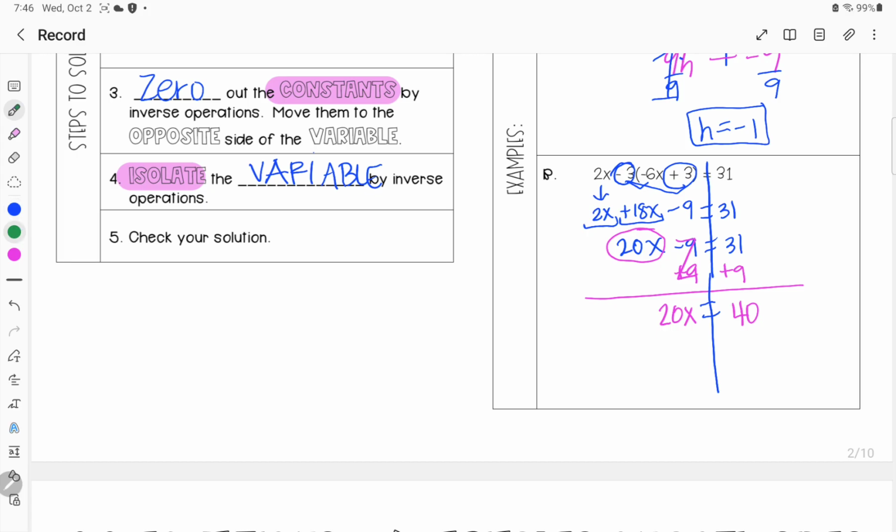Our last step is to isolate the variable by inverse operations. Right now I'm multiplying x by 20. The opposite of multiplying is to divide. Anything divided by itself is 1. But if I do it to the left, I do it to the right. And so x equals 2. And you can plug x back in here and put it in your calculator and see if it comes out to 31.